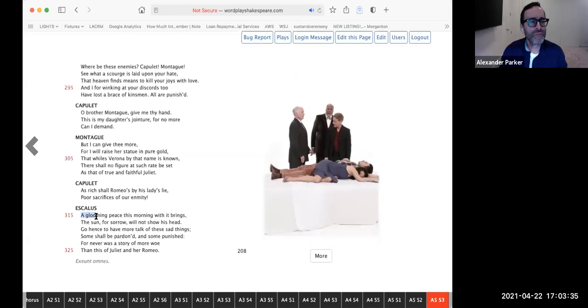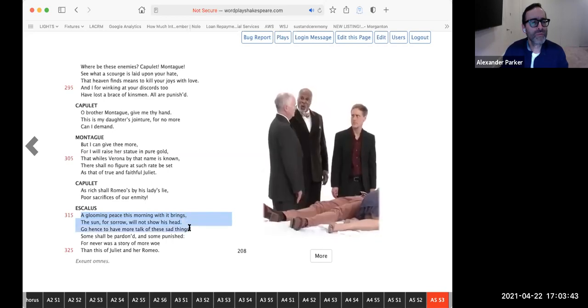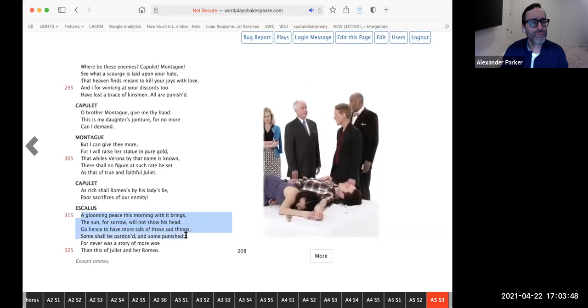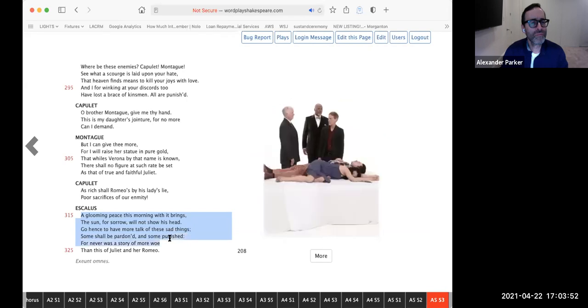A glooming peace this morning with it brings. The sun for sorrow will not show his head. Go hence to have more talk of these sad things. Some shall be pardoned and some punished. For never was a story of more woe than this of Juliet and her Romeo.